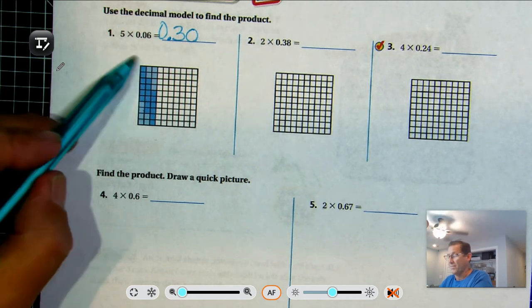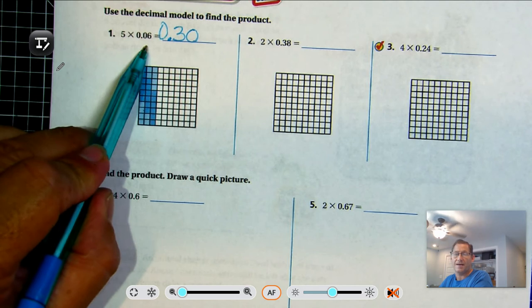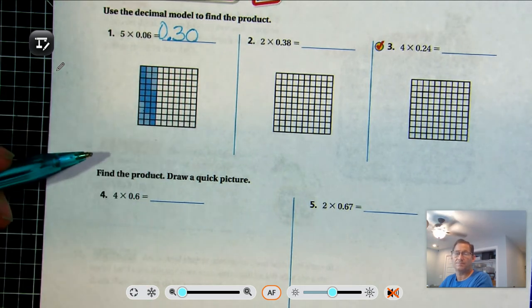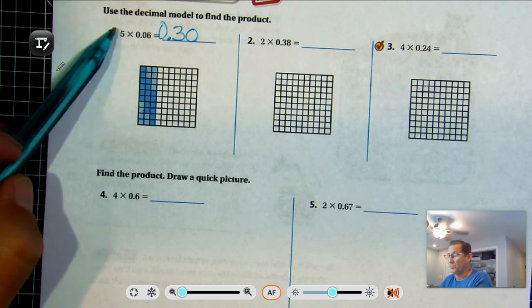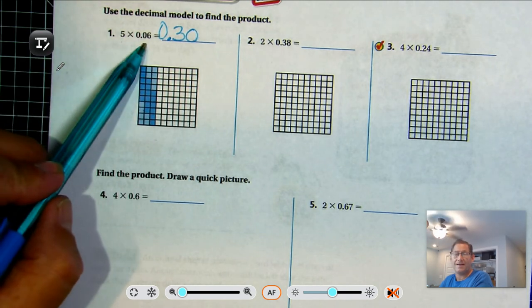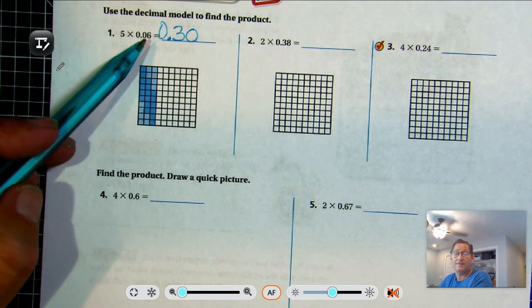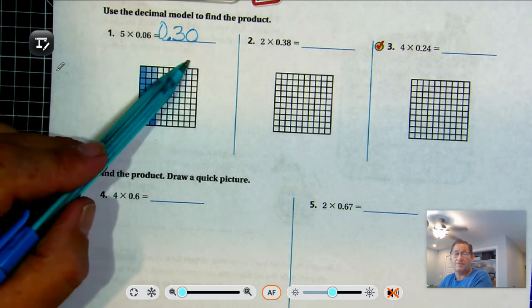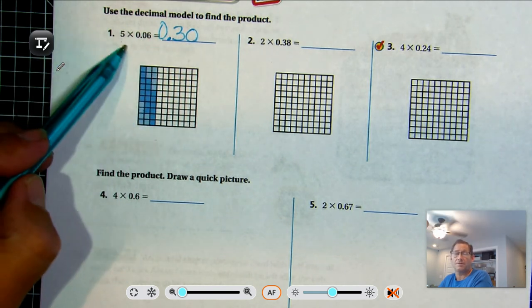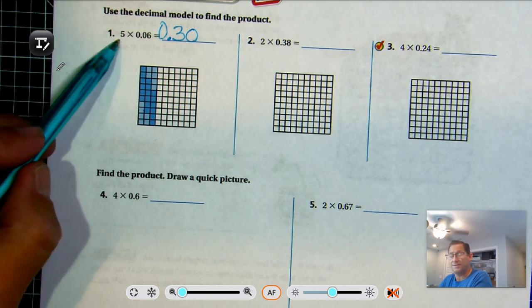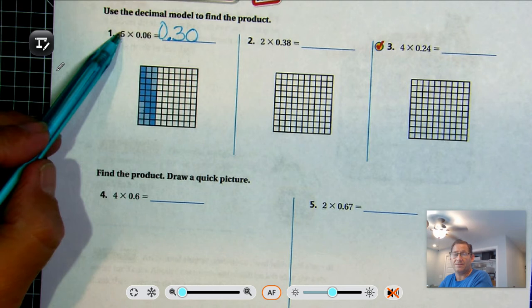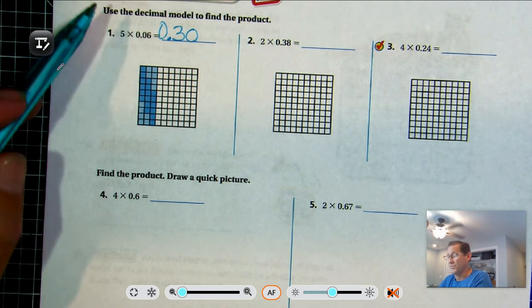Okay, but we're multiplying by hundredths, not whole numbers. Both of these numbers are not whole numbers. So remember, when we multiply a whole number by a decimal less than 1, our product will be smaller than our factors. Smaller than one of the factors. Okay, the 5 is the largest value in this problem.